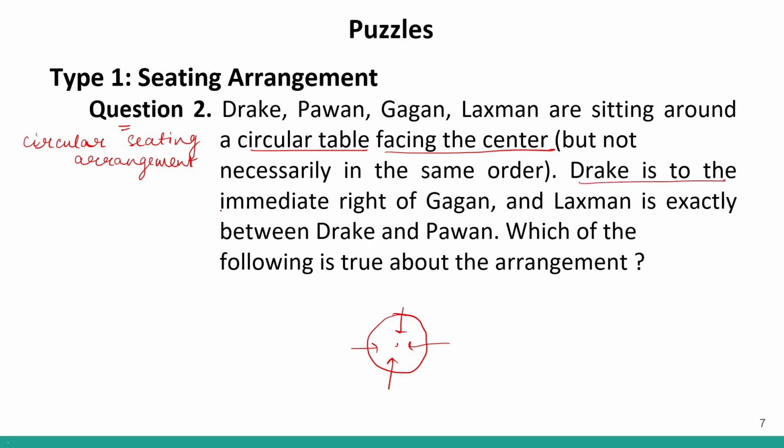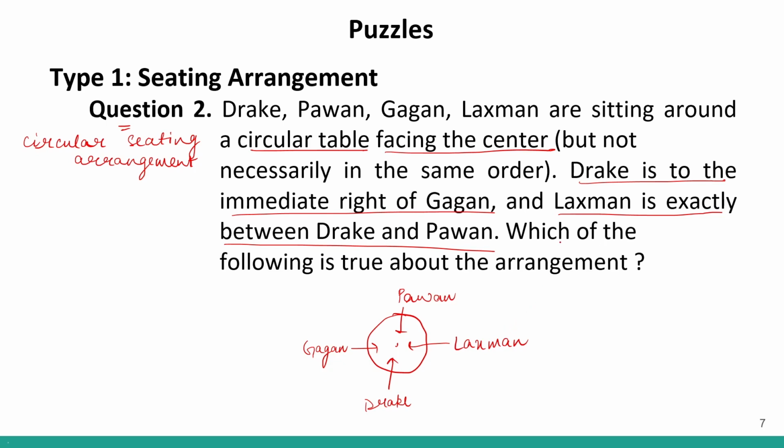Drake is to the immediate right of Gagan. So if Gagan is over here, Drake is to the immediate right, so Drake will be over here. Correct? Now, Lakshman is exactly between Drake and Pavan. So Drake is over here, Pavan will be over here, and we have Lakshman exactly between them. So this will be my arrangement.